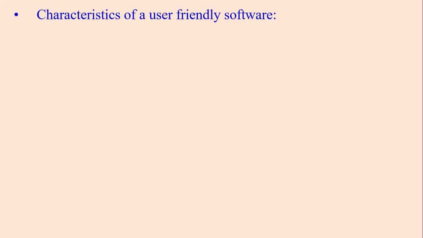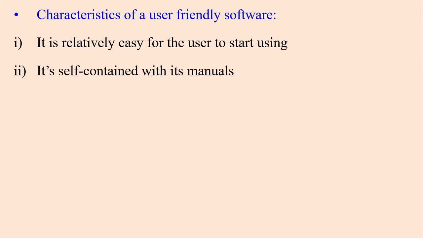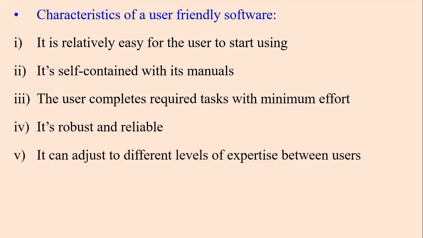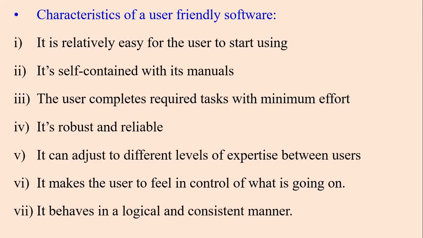So what characteristics are you supposed to look for in order to tell whether your operating system is user-friendly? Number one, it should be relatively easy for you to start using it. That means you can use this software with minimal assistance. Number two, this software should be self-contained with its manuals. Number three, the user completes required tasks with minimum effort. Number four, it's robust and reliable. Number five, a user-friendly software can adjust to different levels of expertise between users. Number six, it makes the user feel in control of what is going on. Number seven, it behaves in a logical and consistent manner.